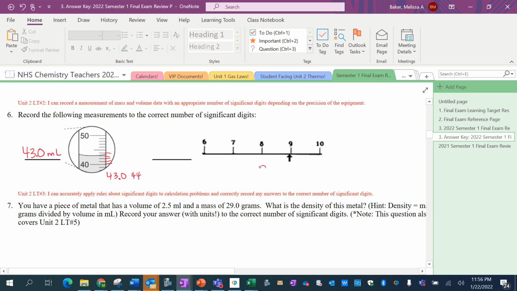This one, 8, 9, it goes by ones, but we would estimate out one more, so maybe we would do 8.9. We don't know the units, but both of these would go to the 10th place.